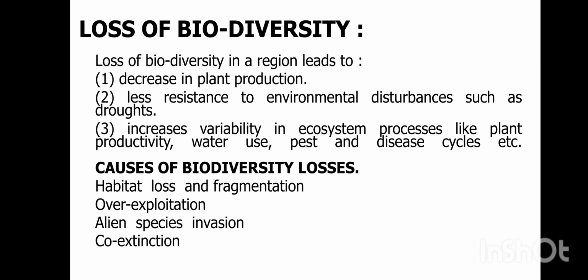Then what is fragmentation? When large habitats are broken or fragmented due to human settlement, building of roads, and digging of canals, animals requiring large territories and some animals with migratory habits are badly affected. Then overexploitation. What is the meaning of overexploitation? When a biological system is overexploited by human beings, it results in the degradation and extinction of resources.